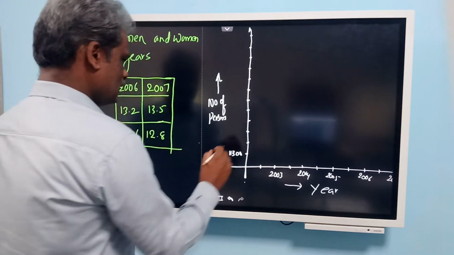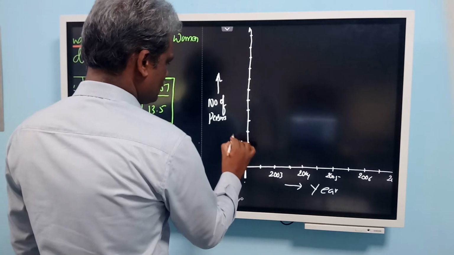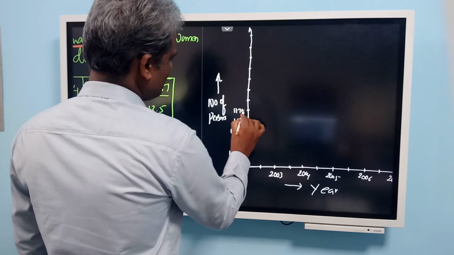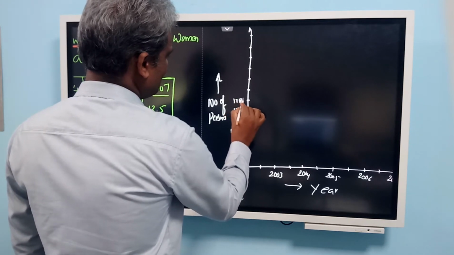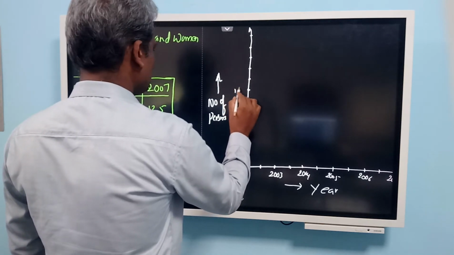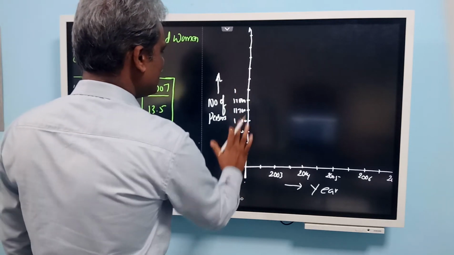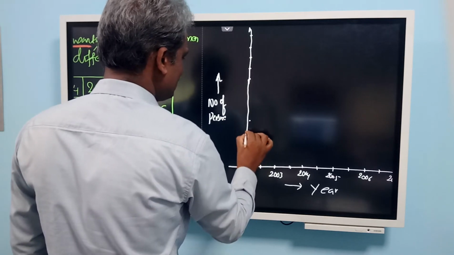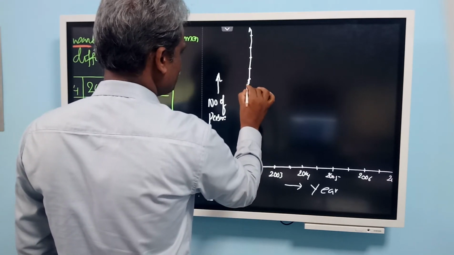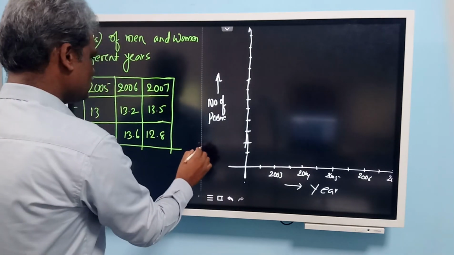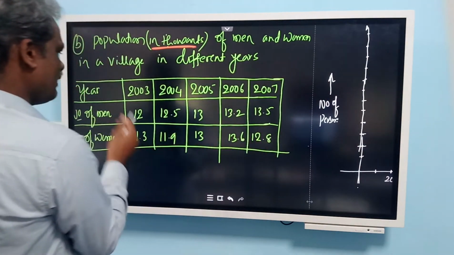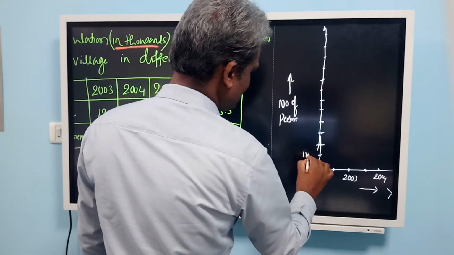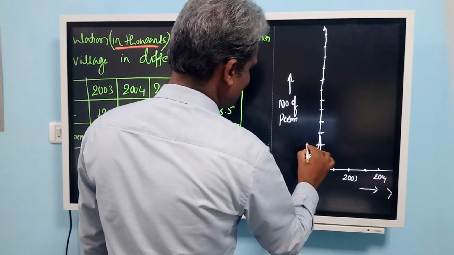So now 11,400, 11,500, 11,600, 11,700, 11,800. We will need a longer line, so we will increase the scale here. So now 11,000, here the lowest value is 11,300. So now if you write here 0, 11,300, then you can take this.